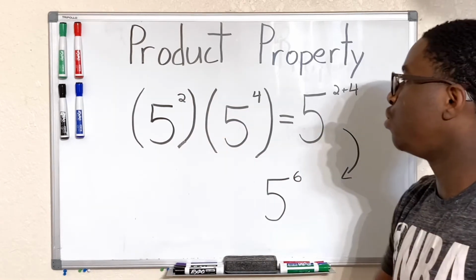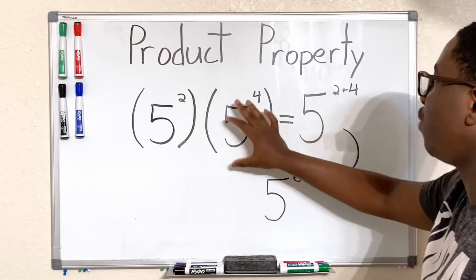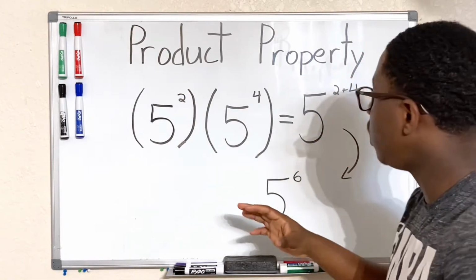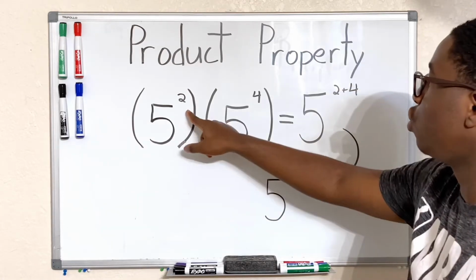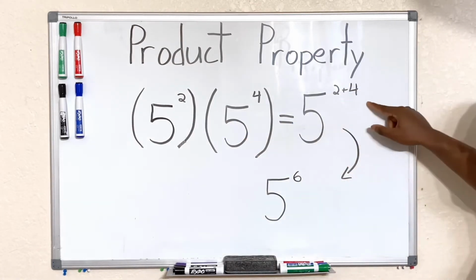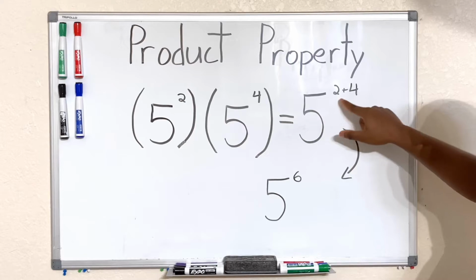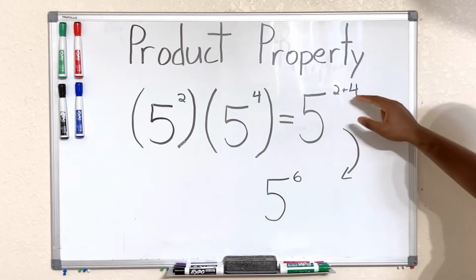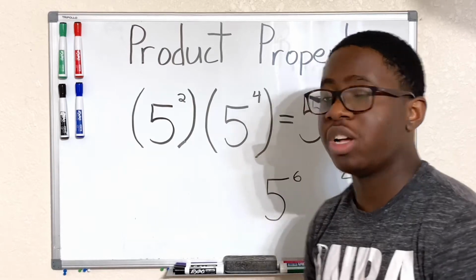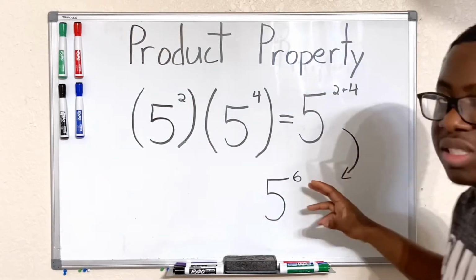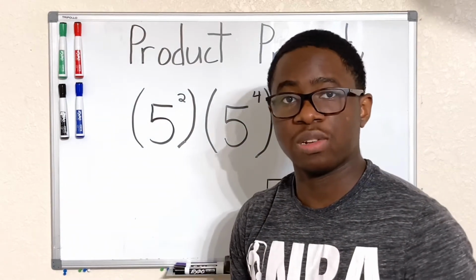And so instead of doing 5 squared and then doing 5 raised to the 4th power separately, we're going to go ahead and combine the process. So 2 plus 4, which is what we're doing here. So 5 raised to the 2 plus 4 power. So we're going to add 2 and 4, and that'll give us 6. So now the only thing you have to worry about is just doing 5 raised to the 6th power. This is considered the product property.